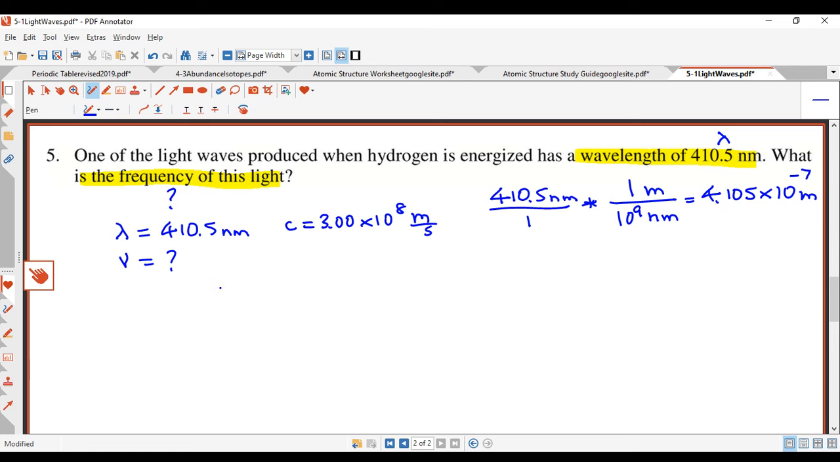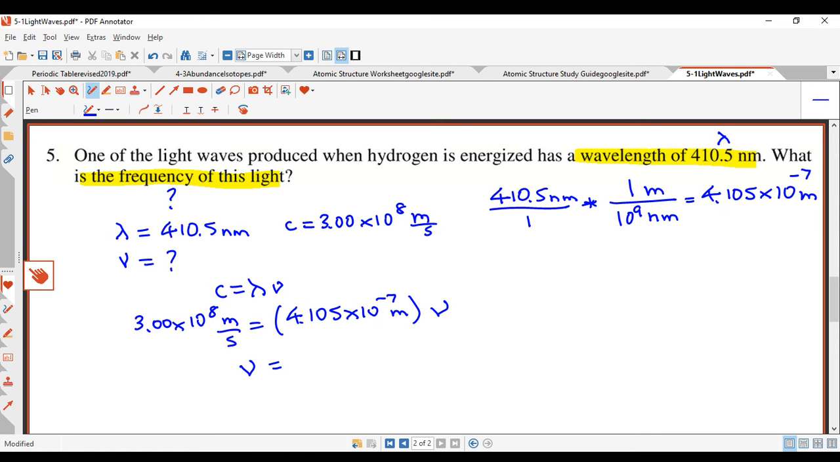So we have c is equal to lambda nu. We have 3 times 10 to the 8th meters per second is equal to our wavelength, so we're going to put in 4.105 times 10 to the negative 7th meters times our frequency. And now we're going to solve for frequency. When you plug this into your calculator, it is critical, since you're dividing, that you put that 4.105 times 10 to the negative 7th meters in parentheses in your calculator.